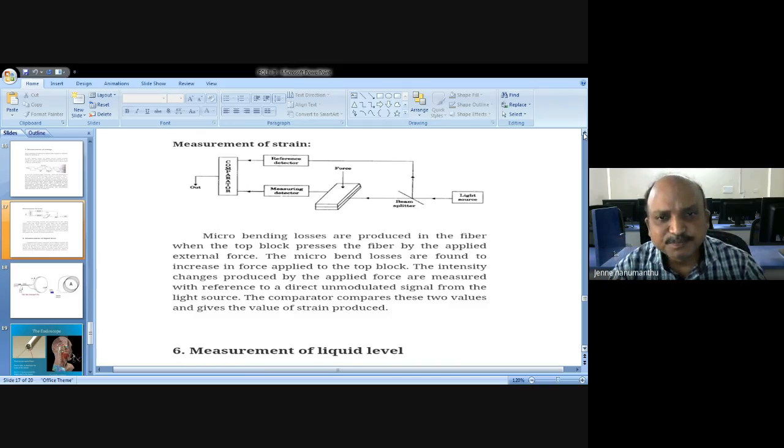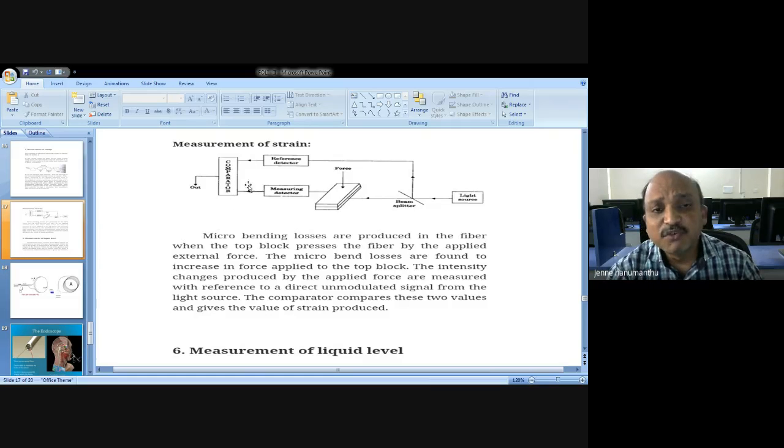See this diagram, what is there in this diagram? There is a light source and a beam splitter, and a material which experiences the force or pressure or any local strain. The output of this material is connected to a measuring detector, which is given to a comparator, right? This was the measuring process. And without measurement, whatever light is emitted from the light source is taken as reference for detection by the detector, and that output is given to the comparator.